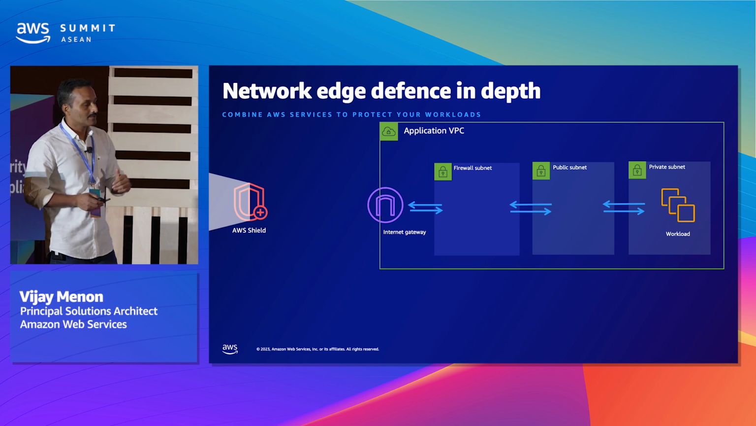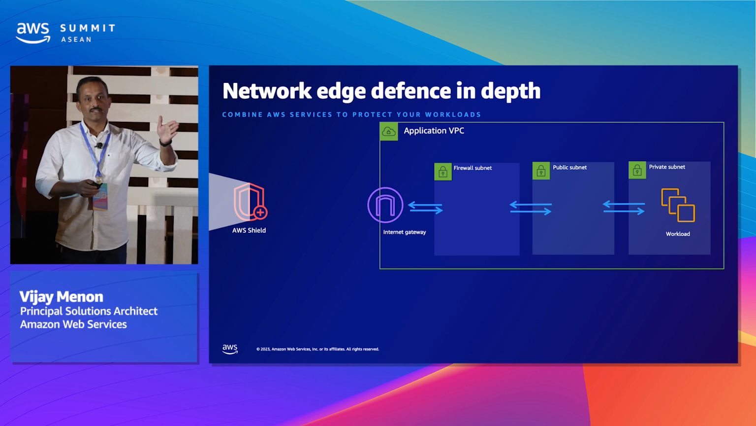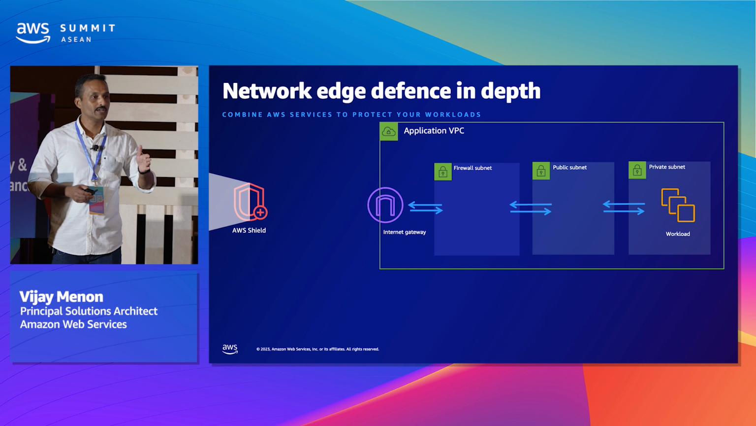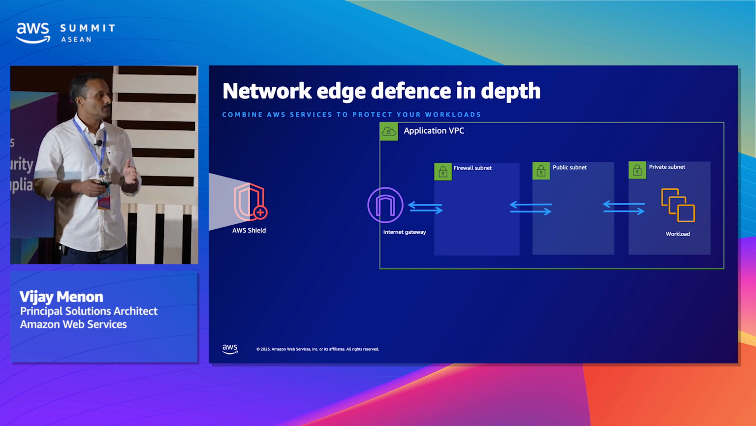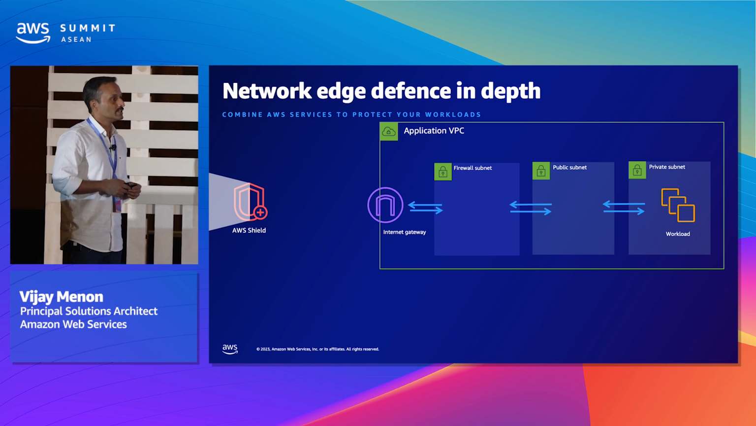But before the traffic comes into your workload, it has to go through AWS Shield at the edge. AWS Shield is an anti-DDoS service which gives you DDoS mitigation against known layer 3 and layer 4 DDoS attacks.